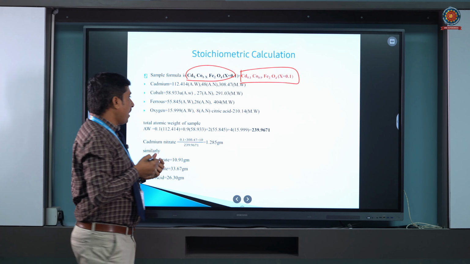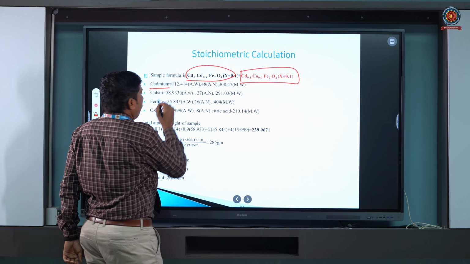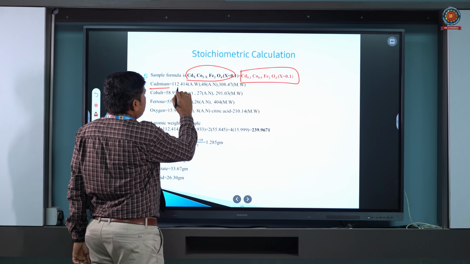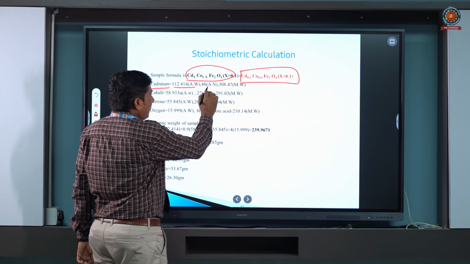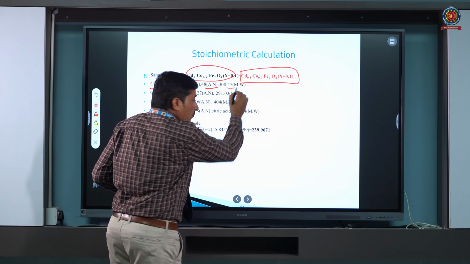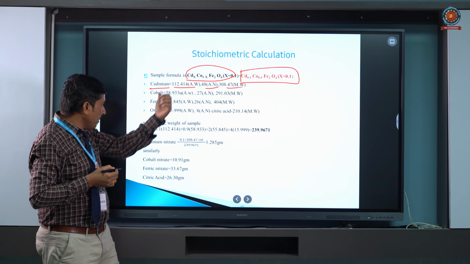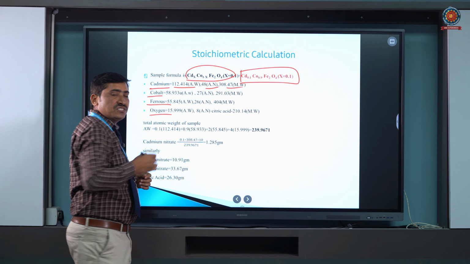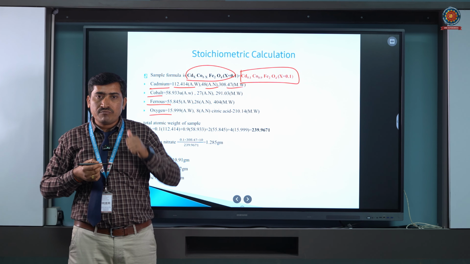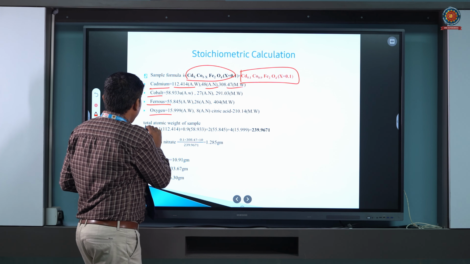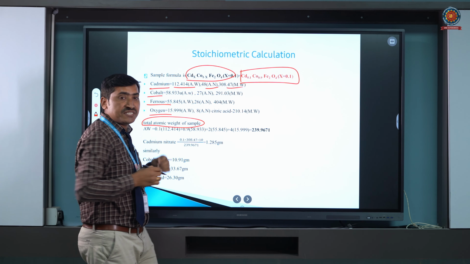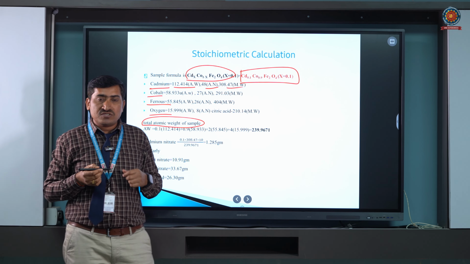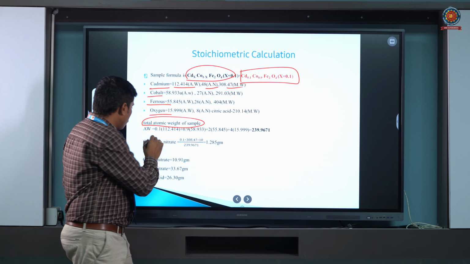Then we require the formula for cadmium, so that is the atomic weight of the cadmium, the atomic number, and the molecular weight of the cadmium. Similarly the cobalt, the iron, and the oxygen. What is our main part here? The atomic weight of the sample is required.